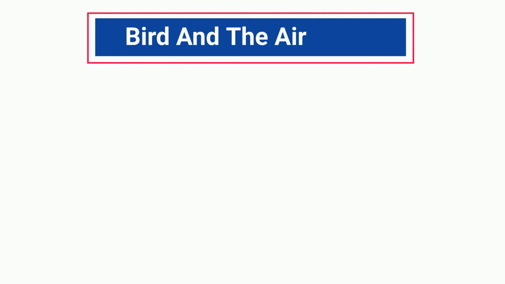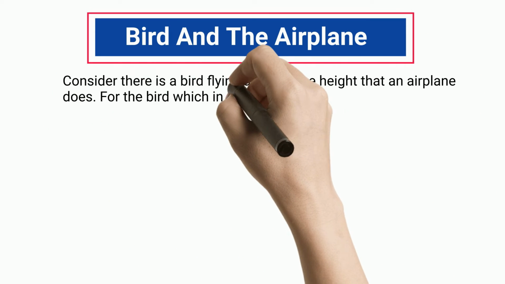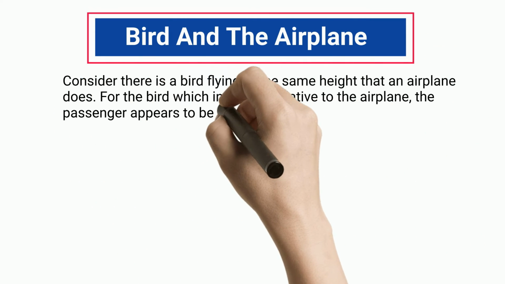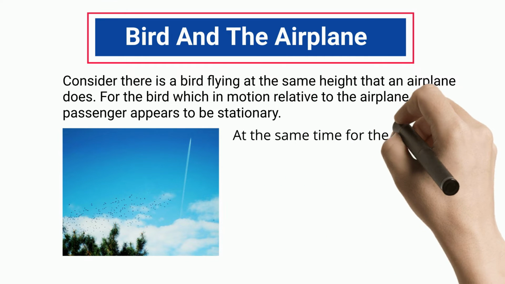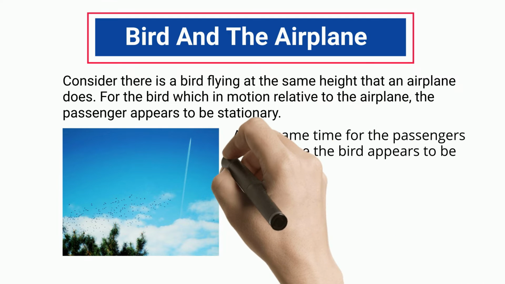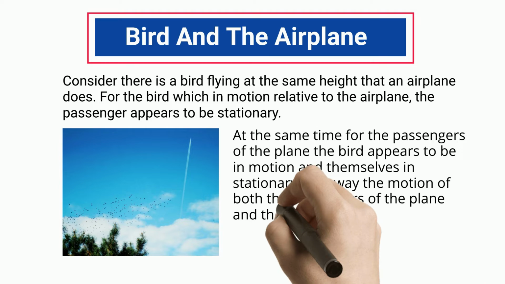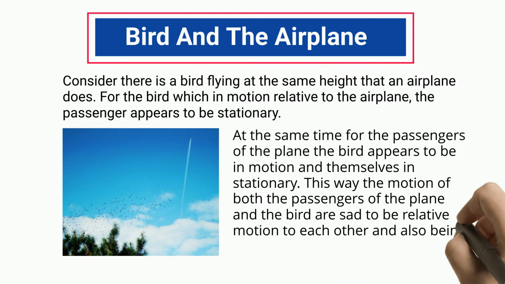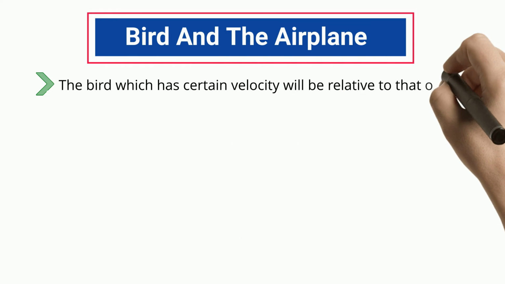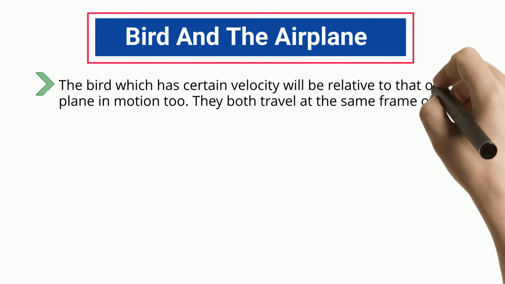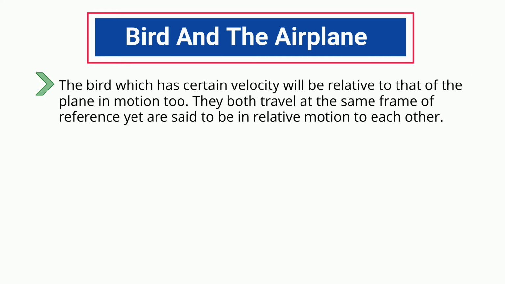Bird and the airplane. Consider there is a bird flying at the same height as an airplane. For the bird, which is in motion relative to the airplane, the passenger appears to be stationary. At the same time, for the passengers of the plane, the bird appears to be in motion and themselves stationary. This way the motions of both the passengers of the plane and the bird are said to be relative motion to each other, and also an example of relative motion. The bird, which has a certain velocity, will be relative to that of the plane in motion too. They both travel in the same frame of reference yet are said to be in relative motion to each other.